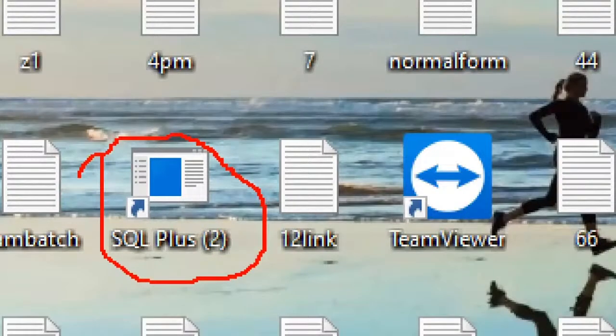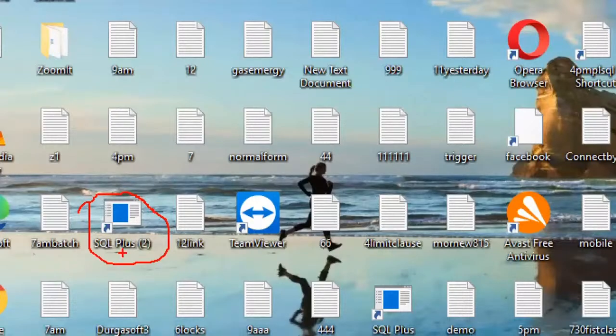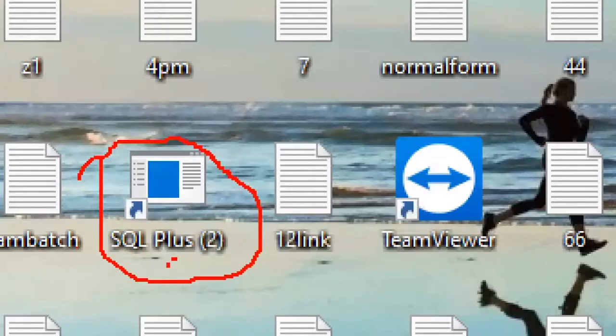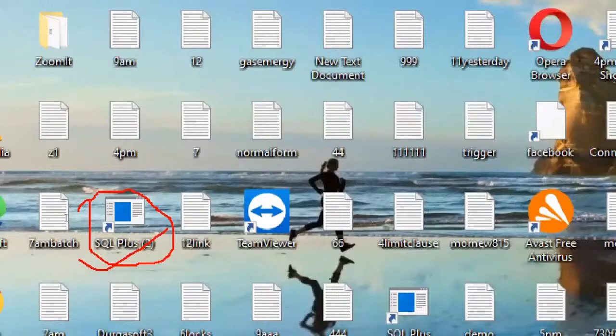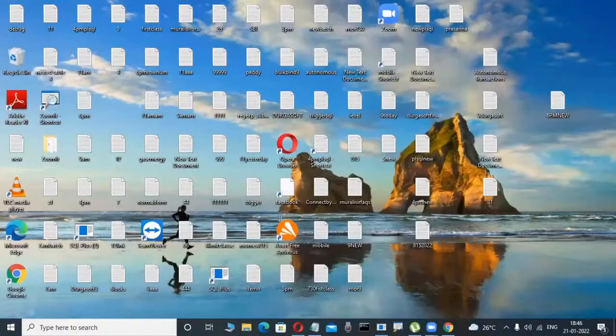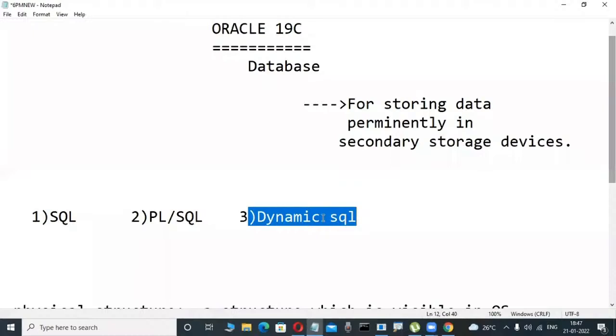What is this one? I'm installing Oracle. SQL Plus is there. SQL is a long way, you have an idea. PL/SQL is a long way. Some coding is there. Dynamic SQL is a long way. Daily we are writing coding.